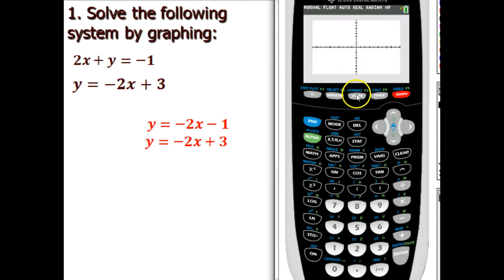Now this is on a standard window, so if you go zoom 6 will work. But here's what the graph looks like. There's my first line. And here comes my second line. Something very unique here. We're asked to solve this one.